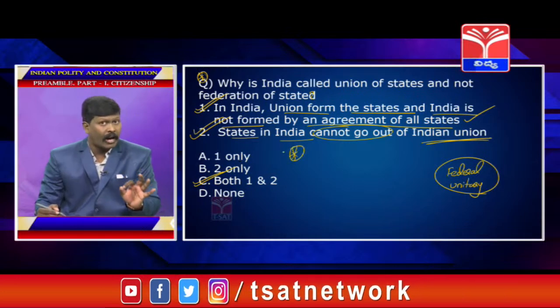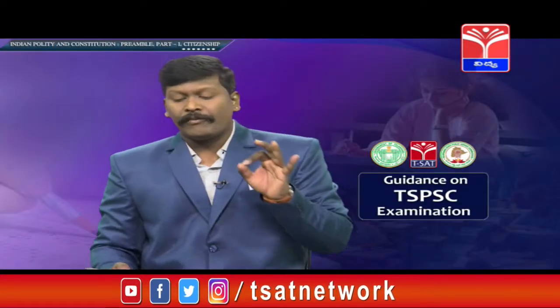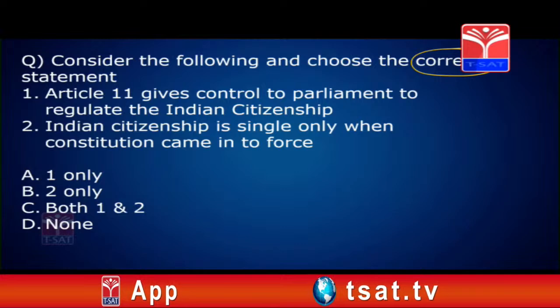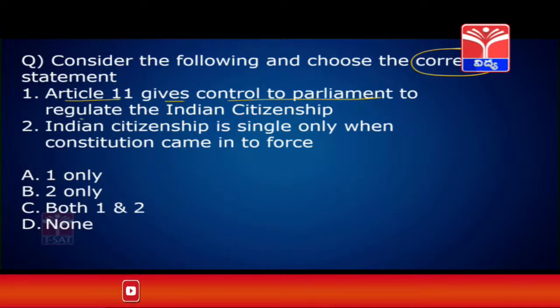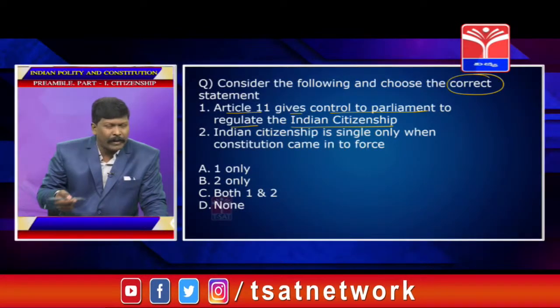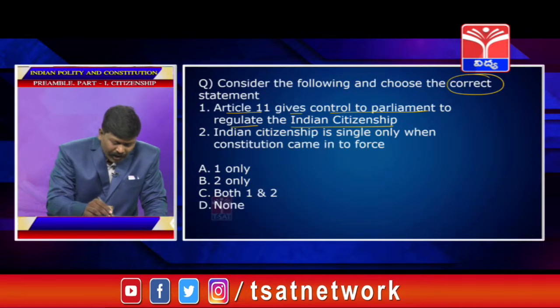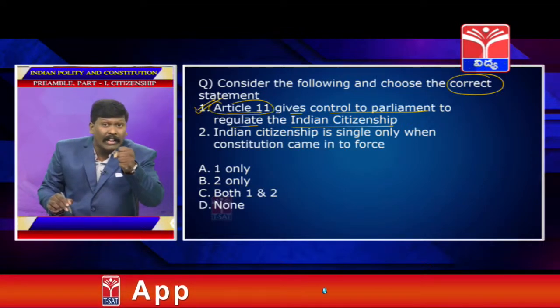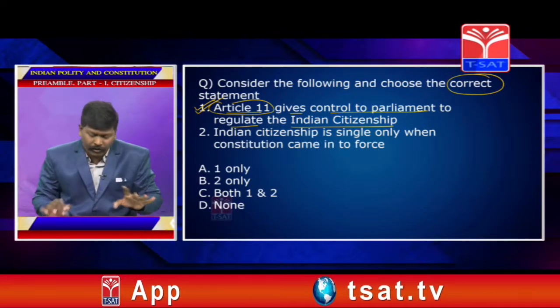These type of questions are expected. Consider the following and choose the correct statement. See, correct statement. This is linked to Indian citizenship. Article 11 gives control to the Parliament to regulate the Indian citizenship. Isn't it just what I told at the beginning? According to Article 11 of the Constitution, Parliament has all the rights to regulate the Indian citizenship. So, this is correct.